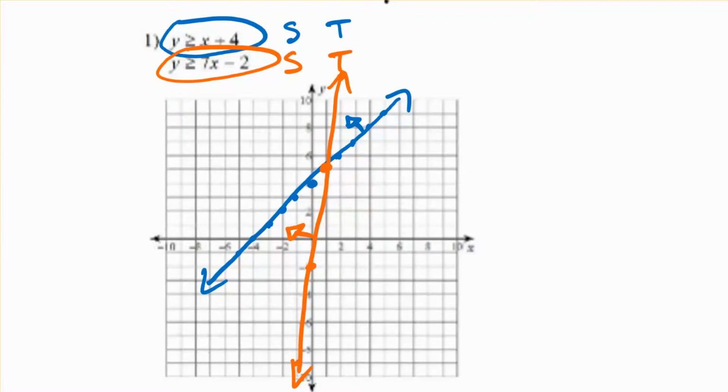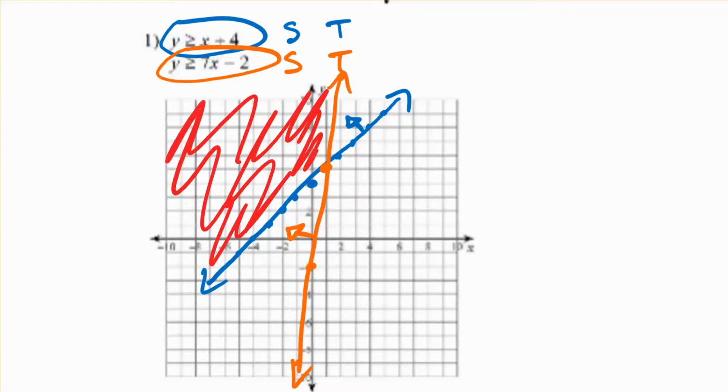And so what section is above the orange line and above the blue line would be this section in here. And because those are solid lines, any point on the line is a solution as well.